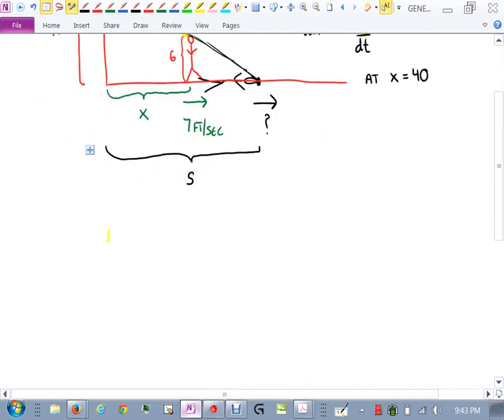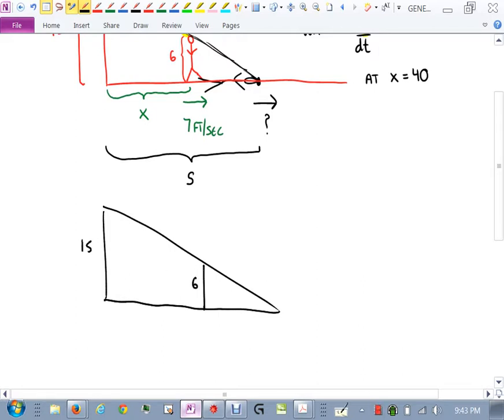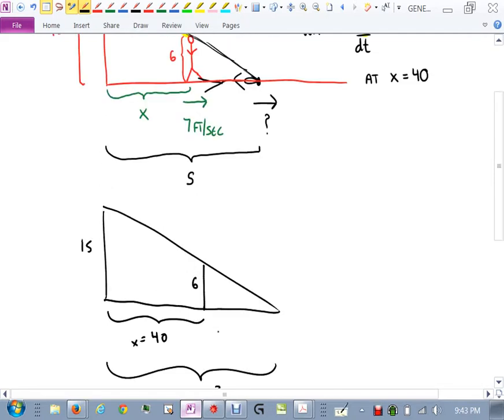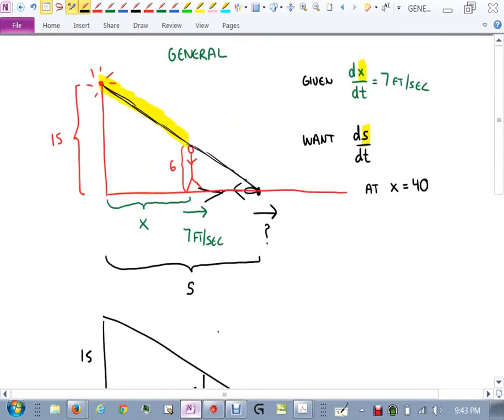Now, I never put the instant in time picture, so let me do that. Okay, 15's here, the man's walking, that's 6. I want to know what's happening when he's 40, right? That's the picture. X is 40 at that instant in time. The question is, what's S at that instant in time? We're going to have to figure that out. But let's try and figure out what the relationship is. What's the relationship between X and S?